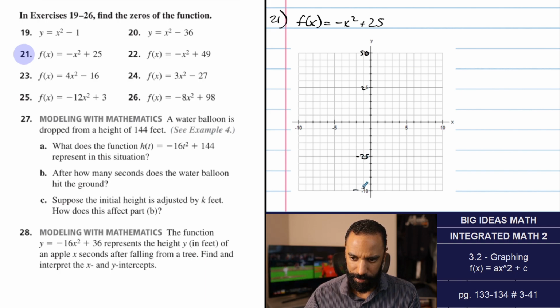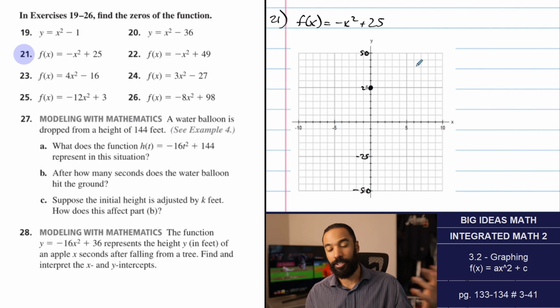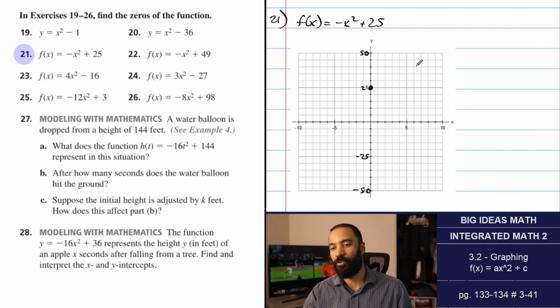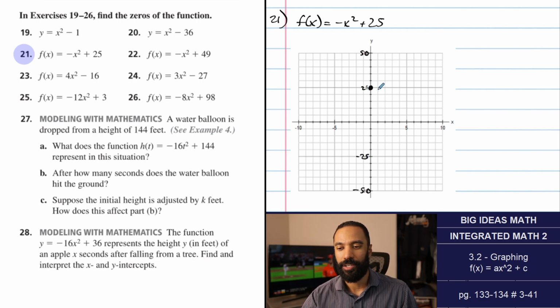Negative 25 and negative 50. So negative x squared plus 25. 25 is my boom. It's my vertex. The negative x squared means I go downward. I'll go 1, 1. Okay, so this will be weird.